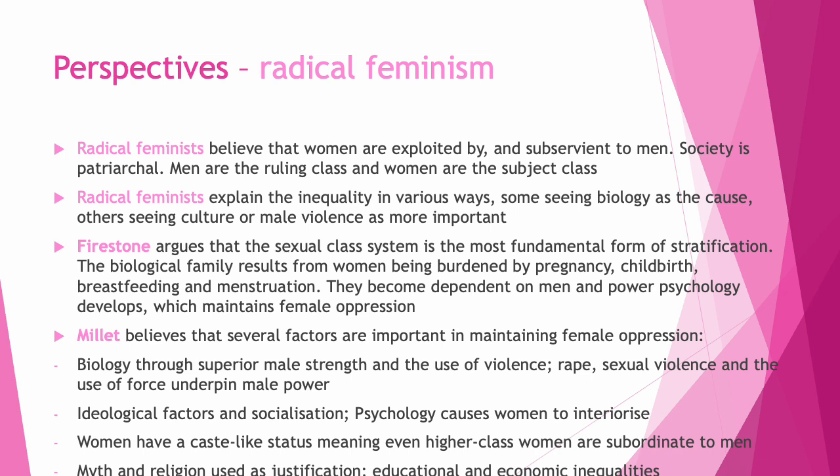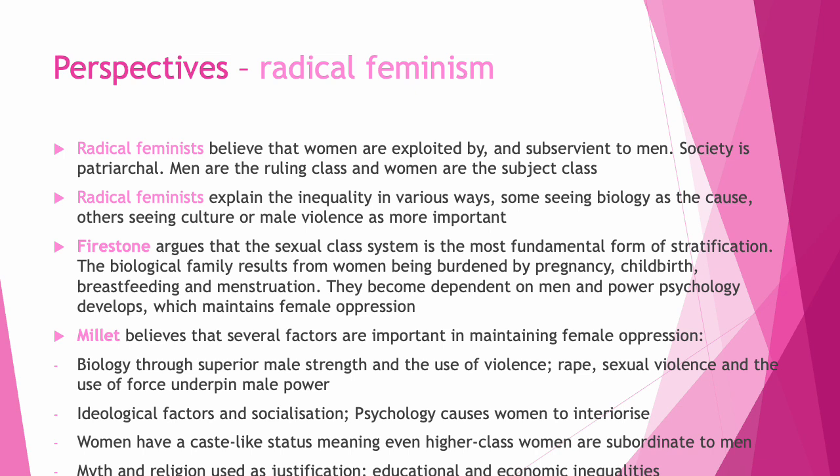Society is patriarchal, where men are the ruling class and women are the subject class. Radical feminists explain the inequality in various ways. Some see biology as the cause, others see culture or male violence as more important. Firestone argues that the sexual class system is the most fundamental form of stratification. The biological family results from women being burdened by pregnancy, childbirth, breastfeeding, and menstruation. They become dependent on men and power psychology develops, which maintains female oppression.